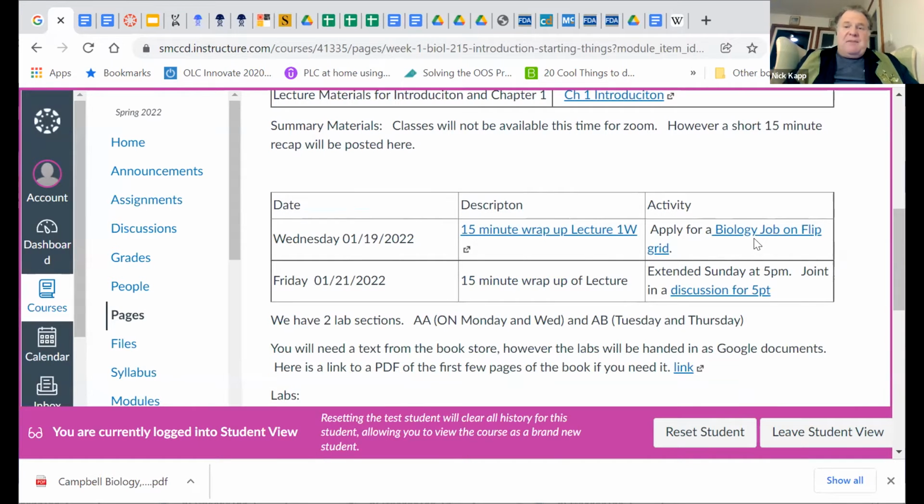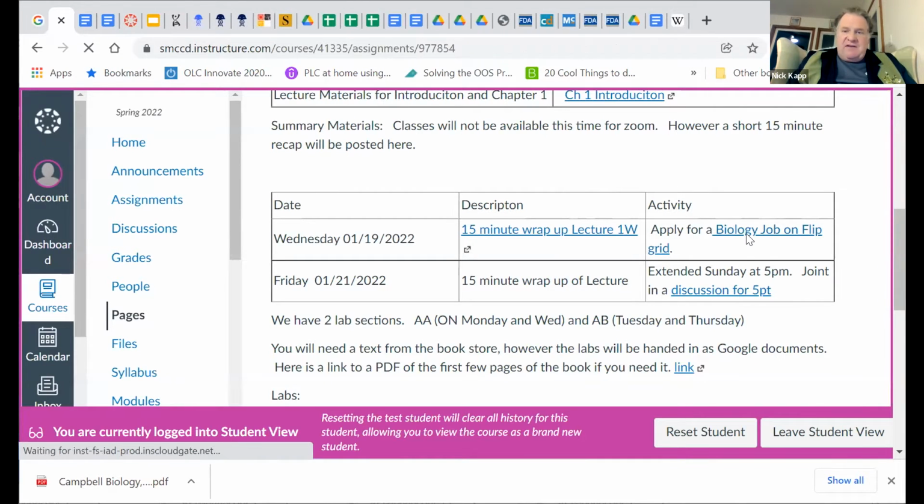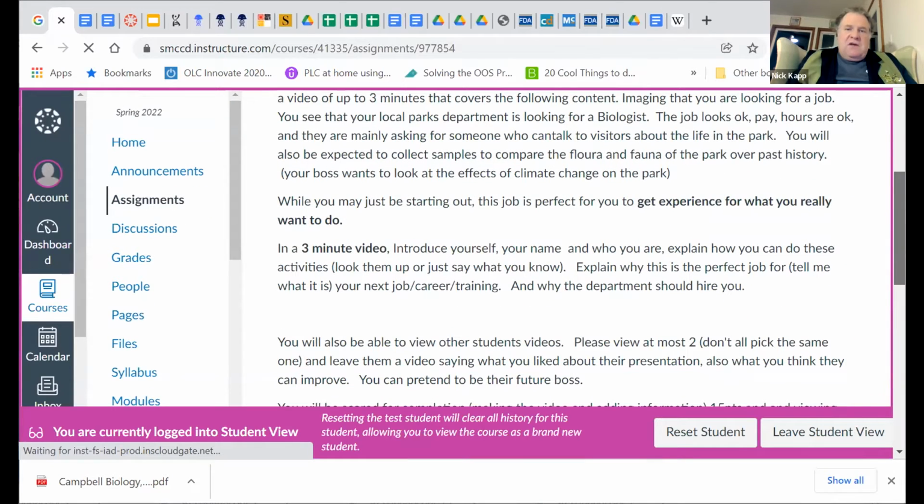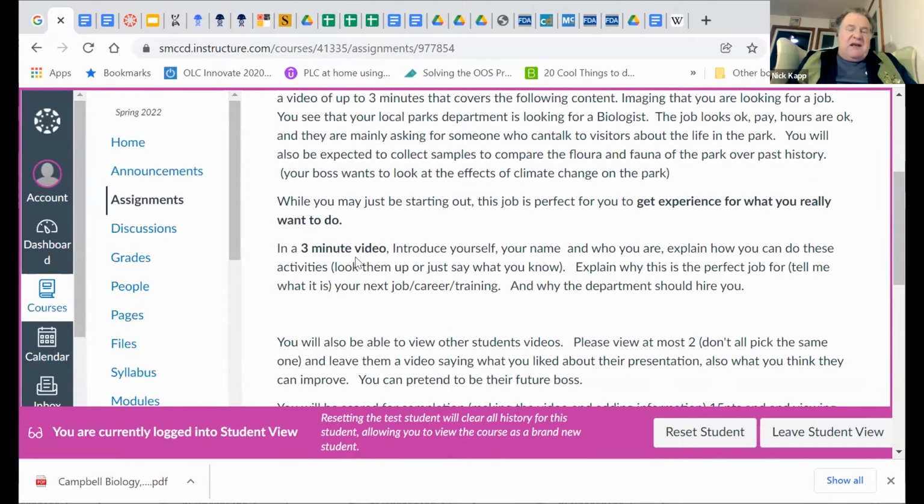we have a Flipgrid job. I want you to apply for a biotechnology job in Flipgrid. I set up the scenario in here, but if we click on this, it should show you a Flipgrid. Basically you want to give me a 3-minute video where you introduce yourselves, give me your name, who you are, explain how you can do the activities that I set up before of what a biologist does, explain why this is the perfect job for you, and what your next job, career, or training is going to be.